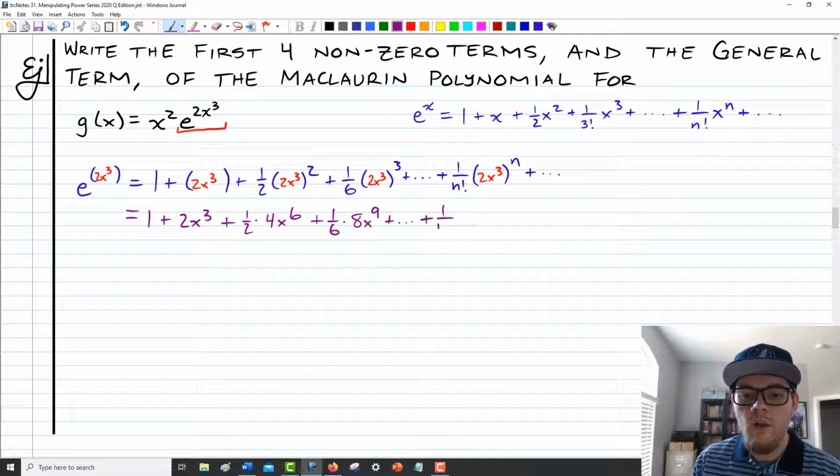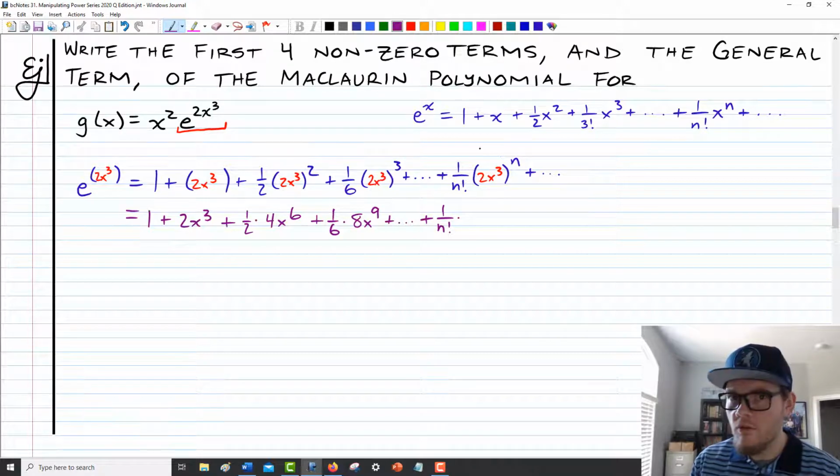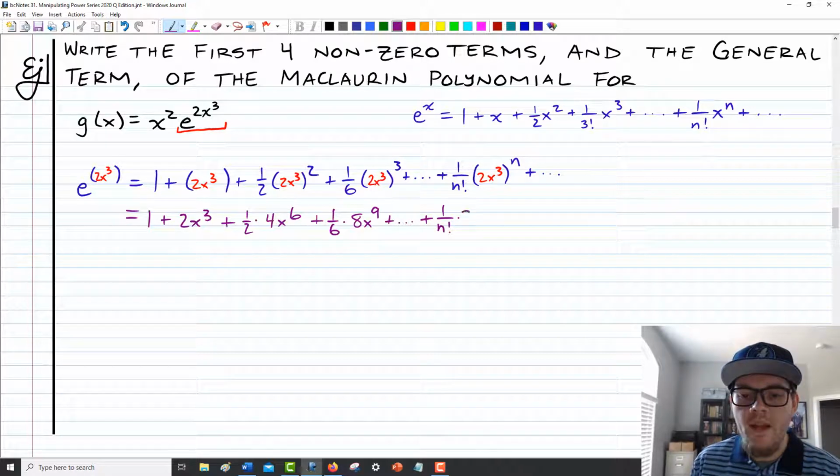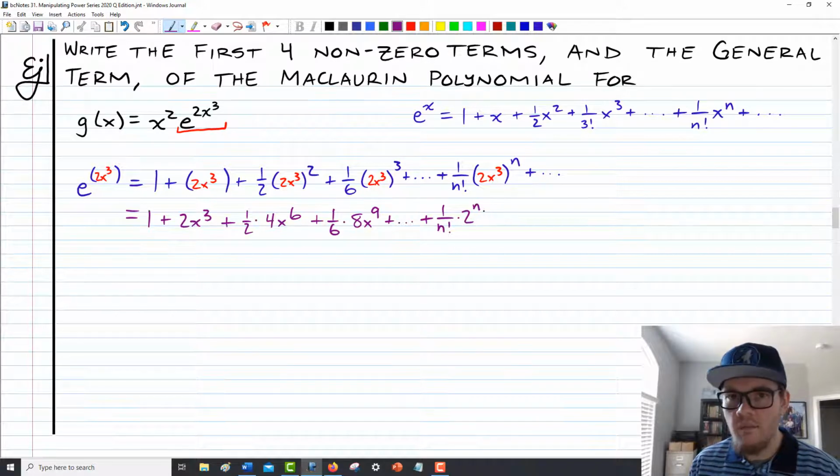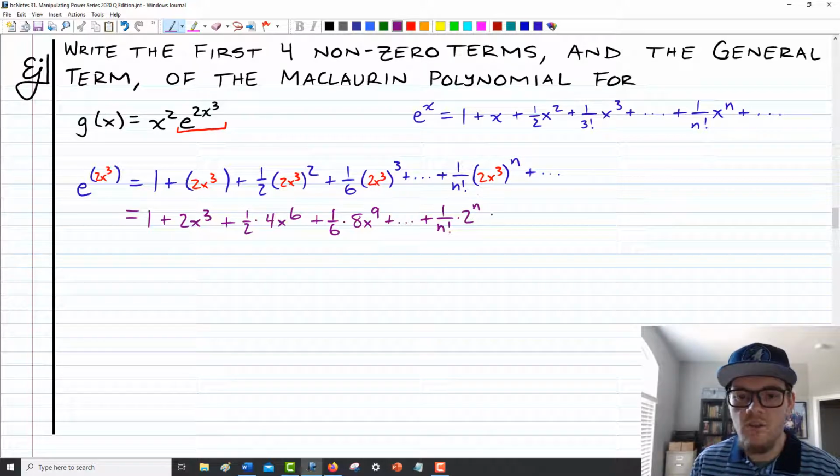In our general term, we'll have 1 over n factorial. And then we've got 2 to the nth power. This is usually the first thing people miss. That gives us 2 to the n. It doesn't simplify or anything. It just is 2 to the n. And then x to the 3 times n would be x to the 3n power. So there is our expression.